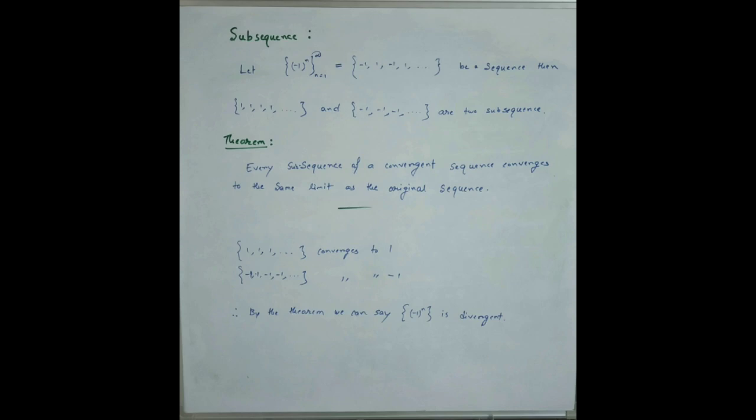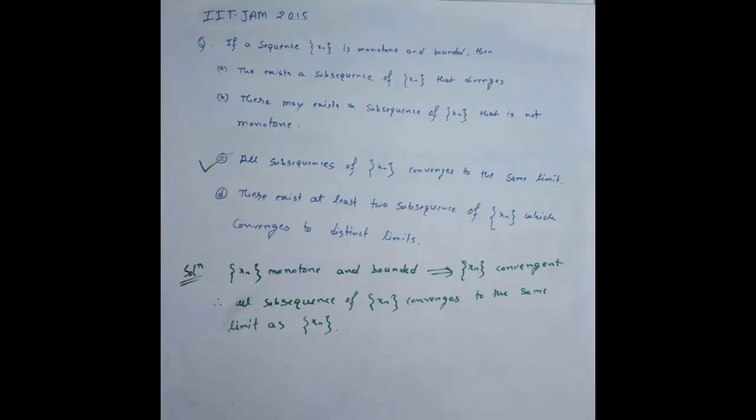Now we can see that the sequences 1, 1, 1, 1 and minus 1, minus 1, minus 1 are converging to 1 and minus 1, which are two different numbers. So we can say the sequence minus 1, 1, minus 1, 1, minus 1 must be a divergent sequence.